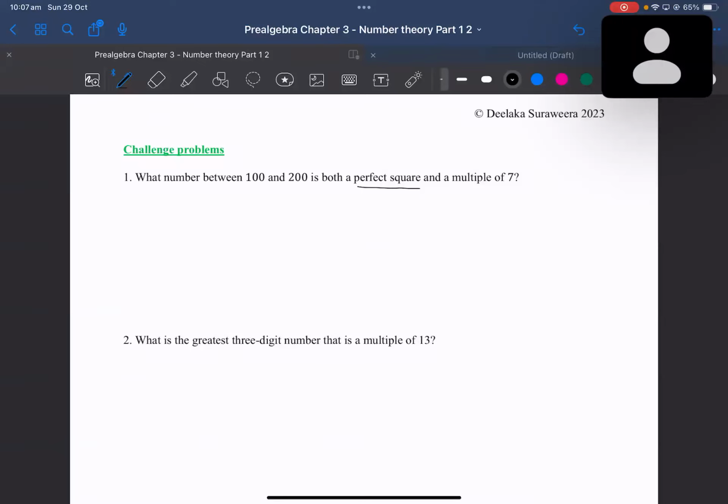So for question 2, my hint for you guys would be, what's the largest 3-digit number? Check that. I'll tell you right now, it's not the answer. But checking that will actually give you a hint. If you check if it's a multiple of 13, you'll get the remainder.